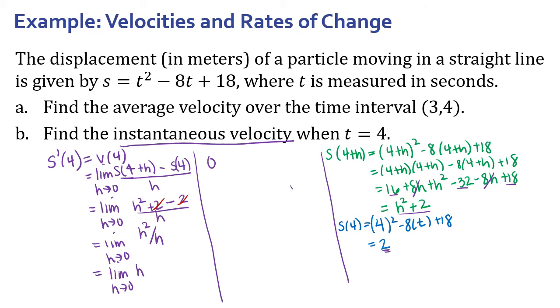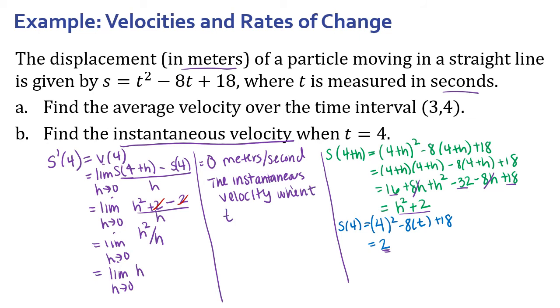And we need to make sure that we have our units. So we had meters per second. So the instantaneous velocity when t equals 4 is 0 meters per second.